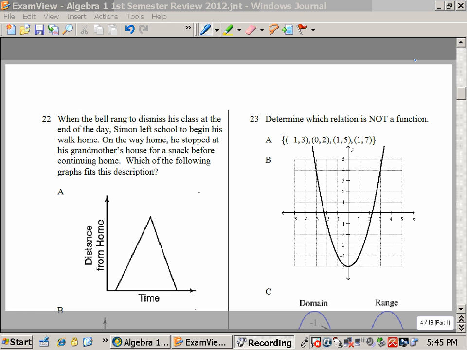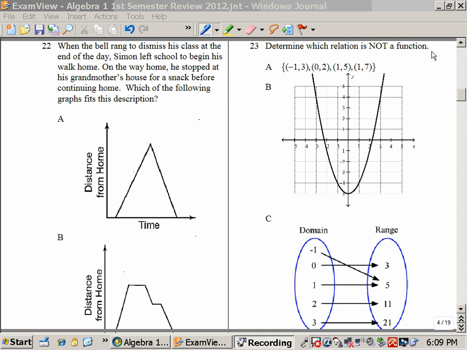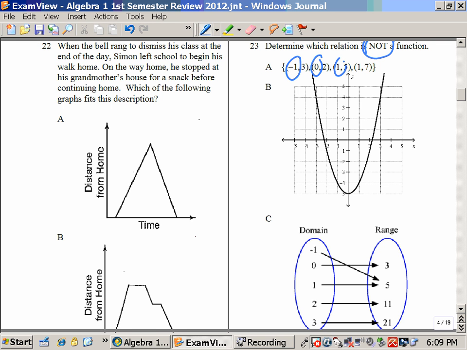Number 23, which one is not a function? Remember, a function passes the vertical line test and the x's are all different. Okay, let's look at A. The x's have to all be different. -1, 0, 1, and 1. Whoops, the 1 repeats, so this one is definitely not a function.